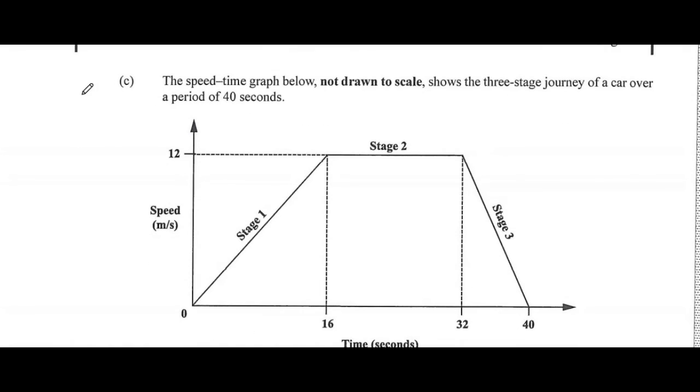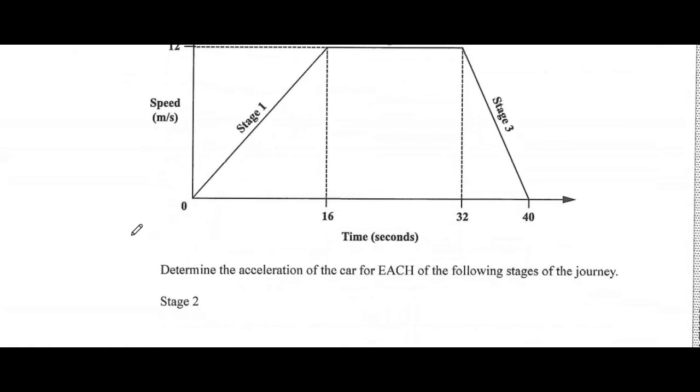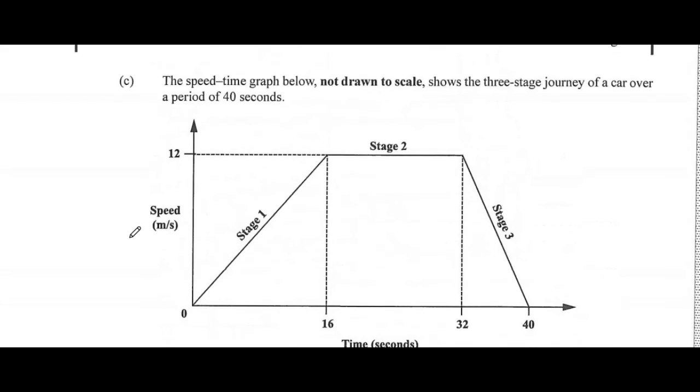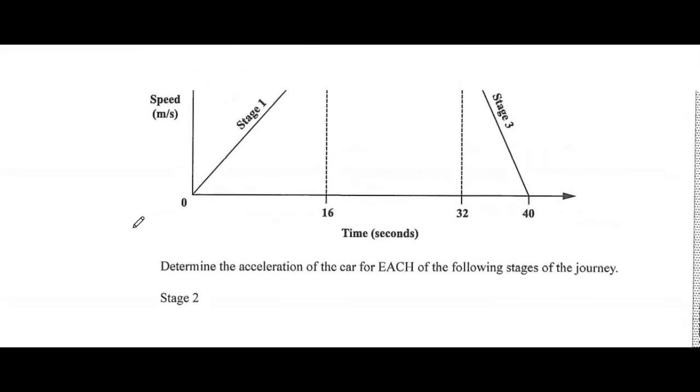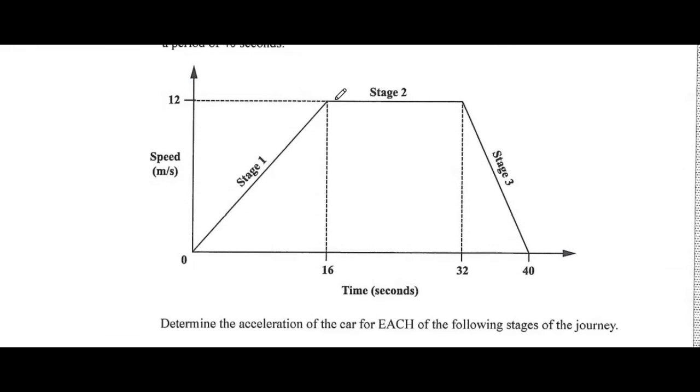This speed-time graph below, not drawn to scale, shows the 3-stage journey of a car over a period of 40 seconds. So this is the time on the x-axis and speed is on the y-axis. Determine the acceleration of the car for each of the following stages of the journey. Stage 2. Well, if you know, acceleration is a change in velocity. For stage 2, there is no change in the speed. The speed is always 12 meters per second.